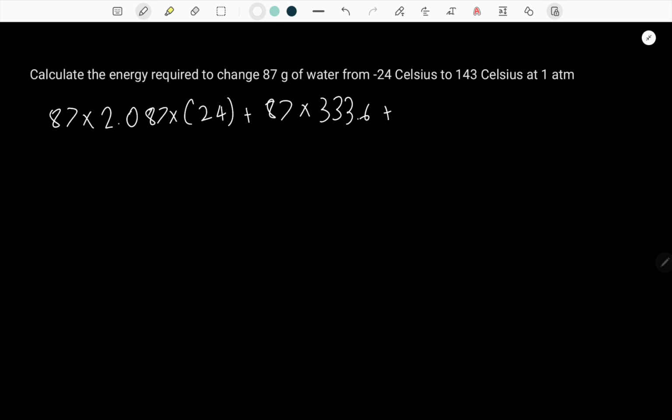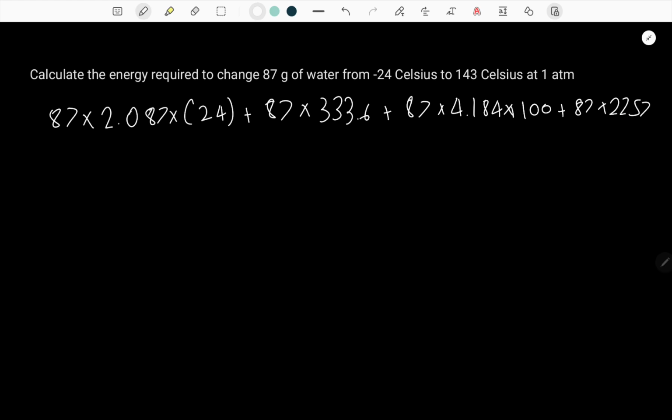Now you're going from 0 to 100. Again you have to use the first formula, 87 times the specific heat value for liquid now, which is 4.184 times delta T, which is going to be 100 minus 0, which is 100. And now again we're changing state, from liquid to gas, so it will be plus 87 times the enthalpy of vaporization, which per gram is 2257.